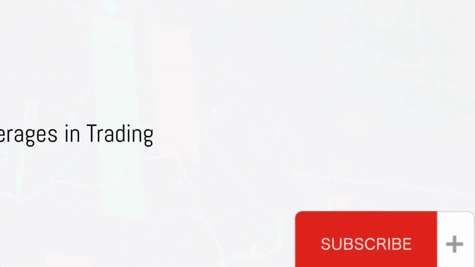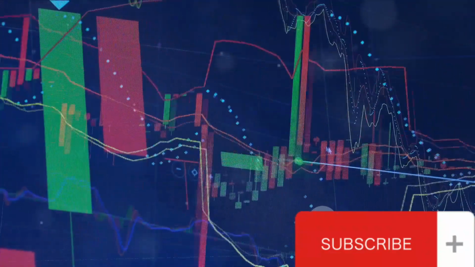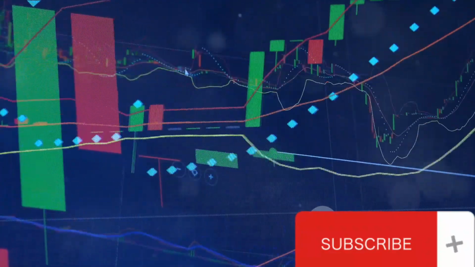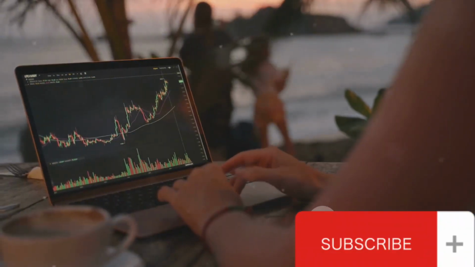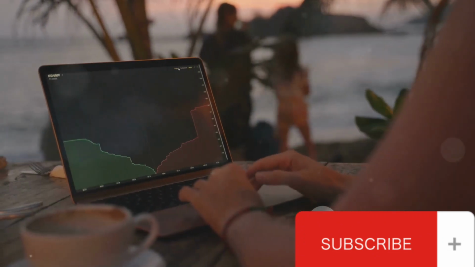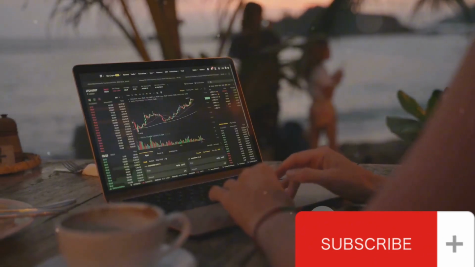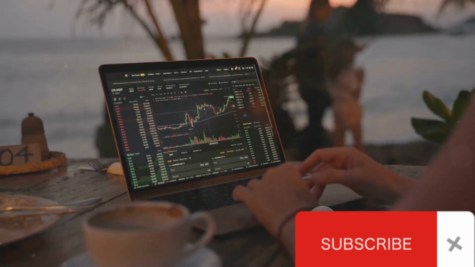Ever wondered how to use moving averages in trading? It's a common question with surprisingly powerful answers. Moving averages are like the pulse of the market, revealing its rhythm, its patterns. They are key tools used by traders to smooth out price data and generate trend-following indicators.